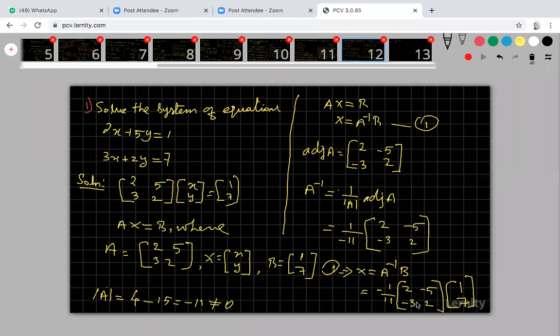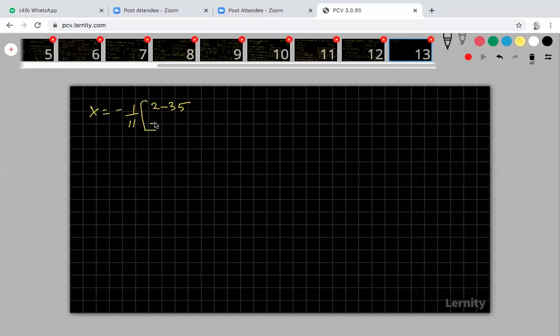Similarly, this is minus 3. This is 2 into 7, 14. So minus 3 plus 14. Now, minus 1 by 11. 2 minus 35 means minus 33, and minus 3 plus 14, that is 11. This is minus 33. Now divide by minus 11.